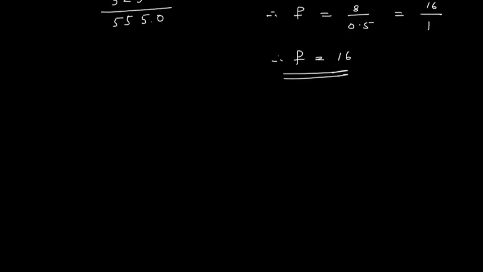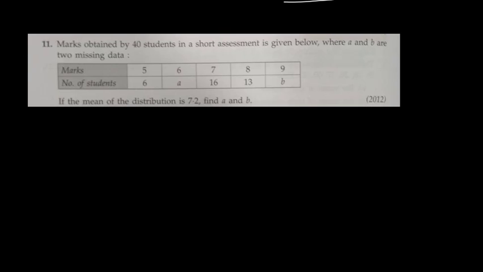Okay, this is the 10th problem. Now let us see the last one. Now here in the 11th problem, marks obtained by 40 students in a short assessment is given below, where A and B are two missing data. A and B, these are two missing data. If the mean of the distribution is 7.2, we have to find A and B.